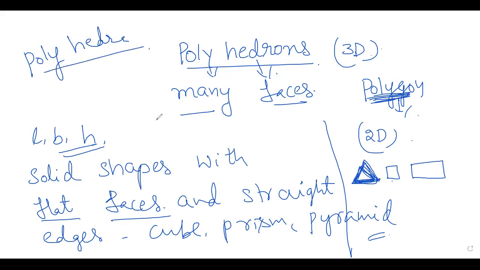And what about cylinder? Cylinder and cone. They are not polyhedrons. Why are they not polyhedrons? Because they have curved faces.